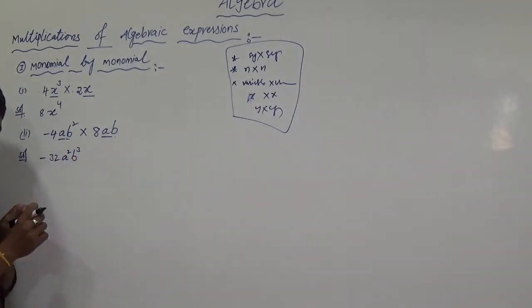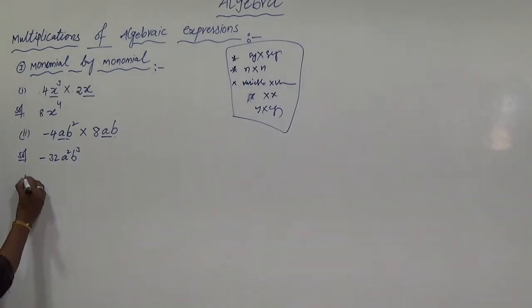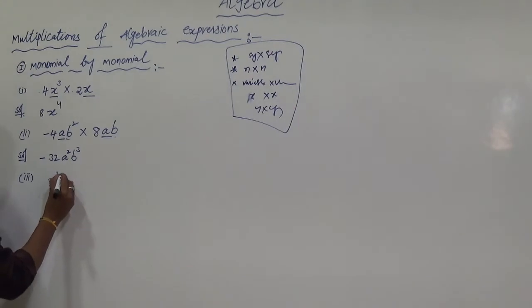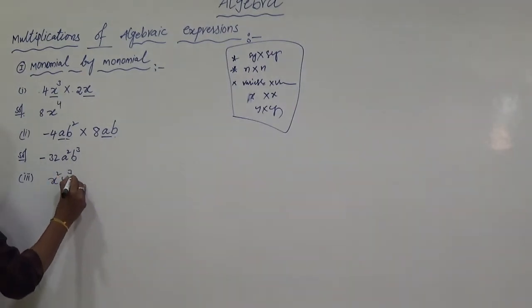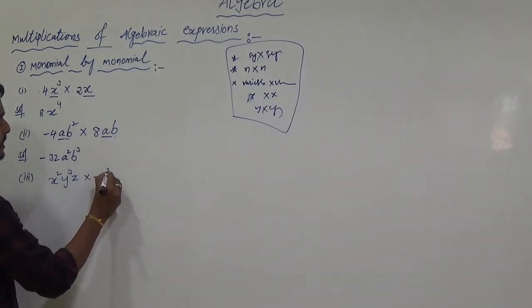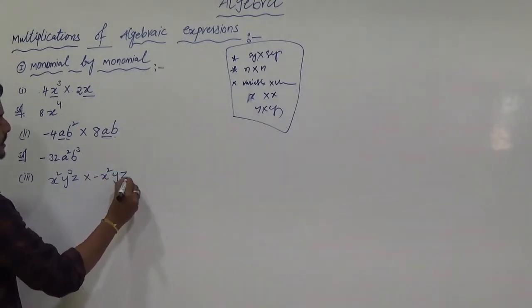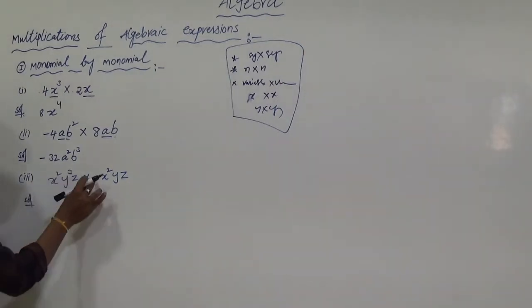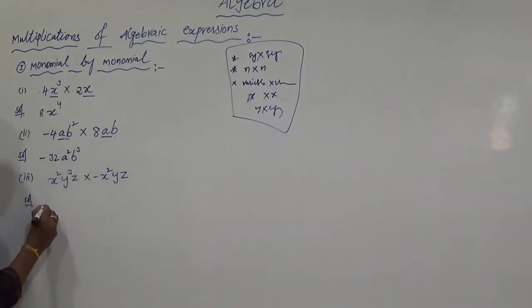Are you okay, my dear students? I am writing some more expressions. The third one is, for example, x square y cube z into minus x square yz. We have to multiply monomial with monomial. Now, solution. First symbols: here plus, here minus. Plus into minus is minus.